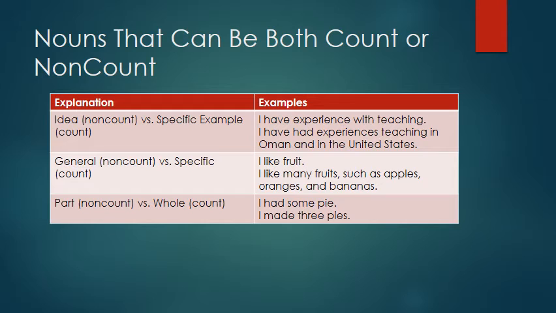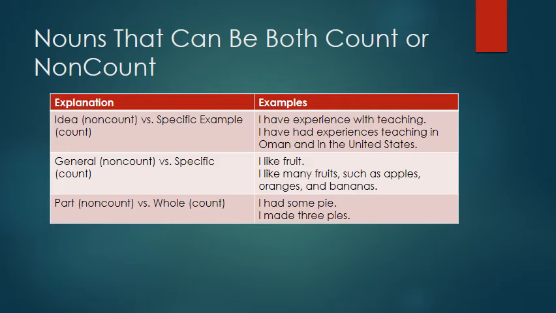The next one is general versus specific. When I say general, I mean that we're not talking about one specific kind. We're talking about all of them. When I say specific, we're talking about a specific kind. So, I like fruit. This is general. It doesn't say what kind of fruit I like. But the next one says, I like many fruits, such as apples, oranges, and bananas. So what I'm saying there when I say fruits is many types of fruit, many different kinds. I'm being specific about the exact fruits that I like.